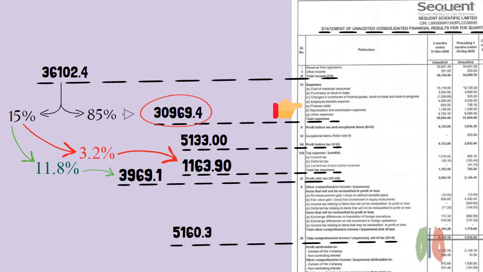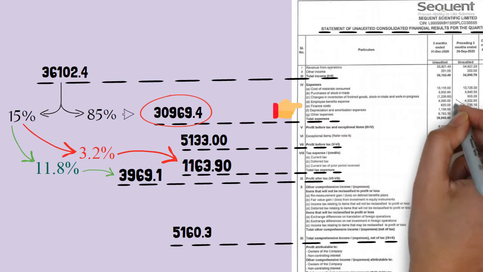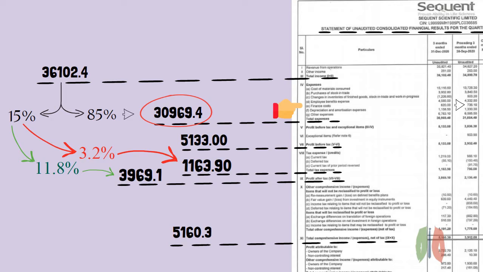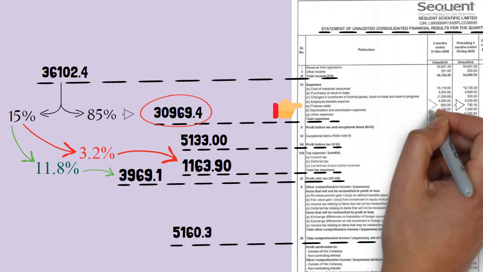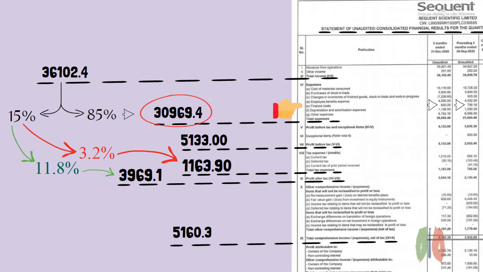Similarly for the finance cost, if they have used the profit in this quarter to repay some loan amount, then in the next quarter they can somewhat decrease the loan amount. Here we can see in the previous quarter they paid 736.1, but in this quarter they have paid 620, which means they have decreased the loan amount, which is also a good sign for this company.